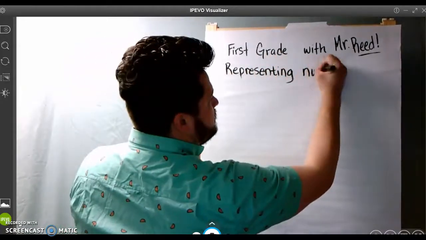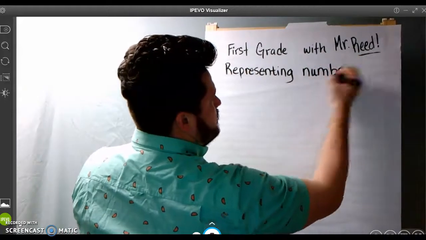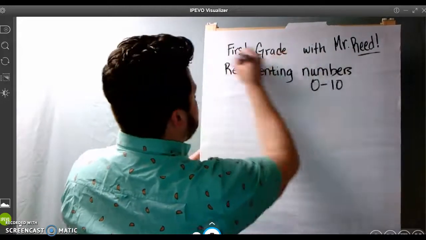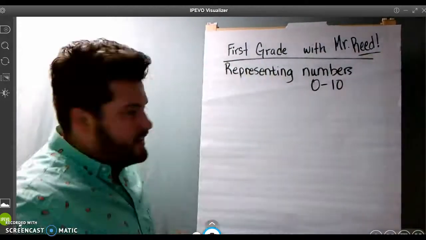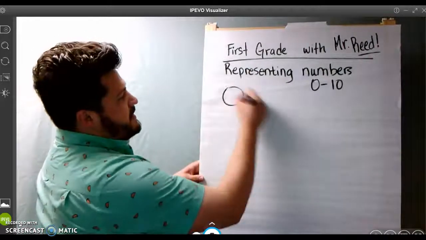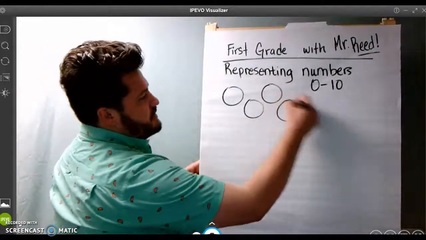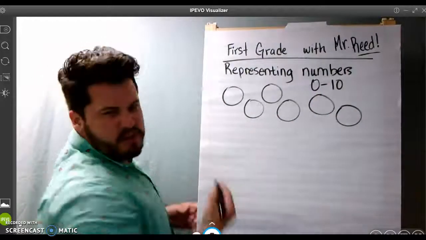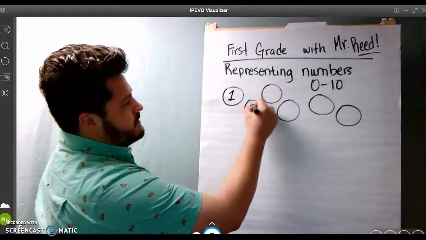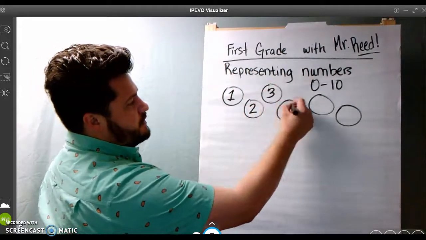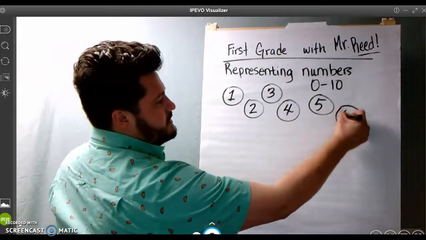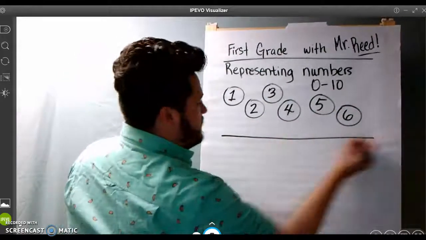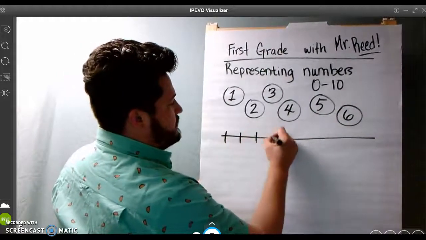numbers 0 to 10. One thing I want you to be focusing in on this week is making pictures of those numbers. So in each of these, we can just go ahead and count. Let's go ahead and just do our numbers together. 1, 2, 3, 4, 5, 6, and always, let's go ahead and do our number line.